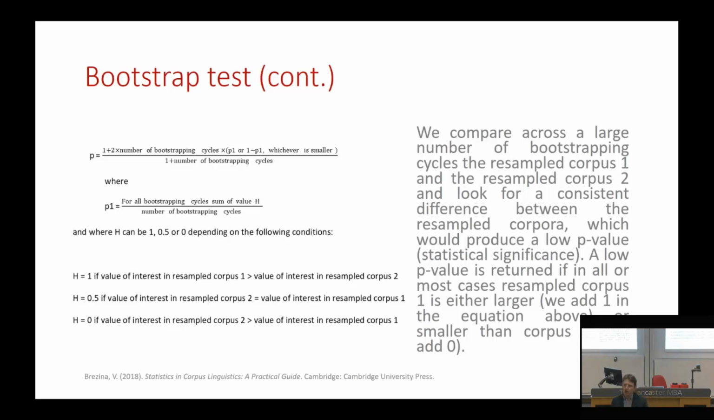Again, you don't need to know the details. You need to know how the test is applied. So I can use the bootstrapping test to compare two diachronic corpora or two subcorpora in a diachronic corpus. All I need to know are the frequencies of the linguistic variable of interest per file inside the corpus. So I need to have a list of files in corpus 1, a list of files in corpus 2, and the relative frequencies for comparison.